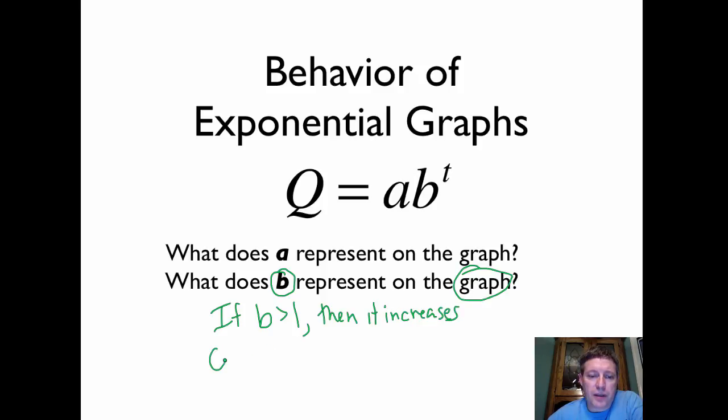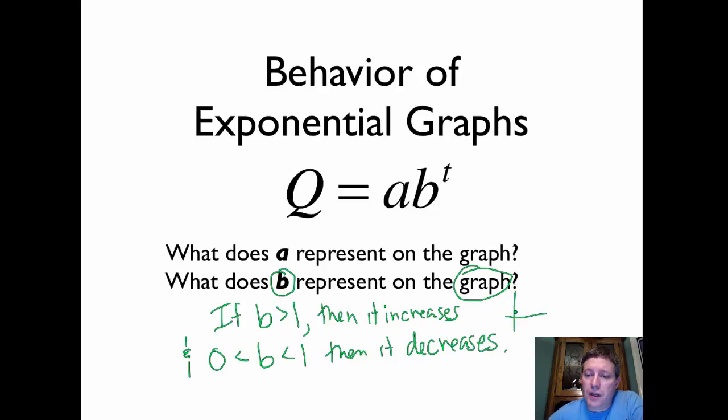And if b is between 0 and 1, then it decreases as you go left to right, of course. So that's one of the things we found out, that the key number is 1. When you're above 1, it's an increasing exponential function. And when you're between 0 and 1, then it's a decreasing exponential function.